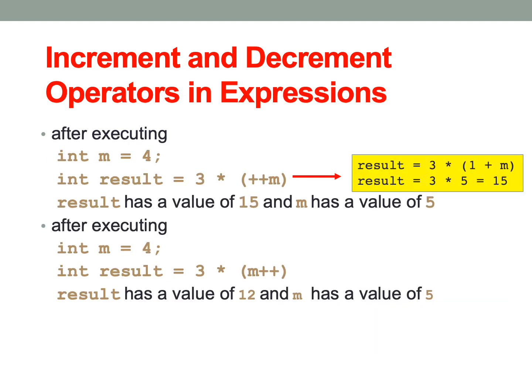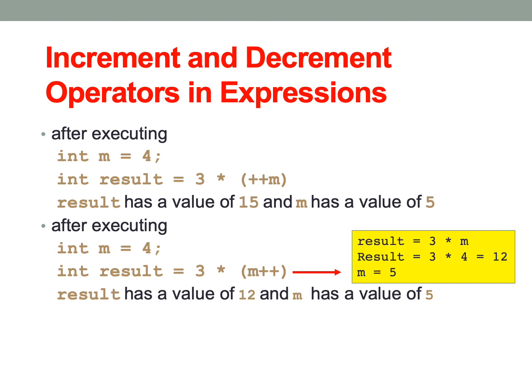Say that we have int m equal to 4, and then we have another variable called result of type int, result equal to 3 times ++m. Remember that from the previous slide, if we have ++ at the front, the increment will happen first before any other operation. So this means the result is basically result equal to 3 times 1 plus m. So we will get 15.